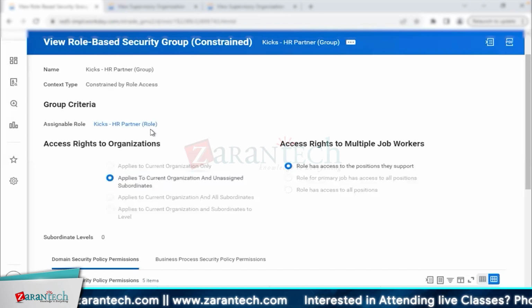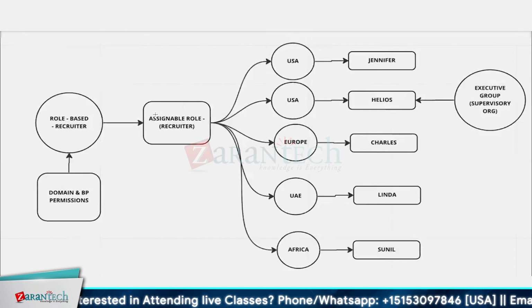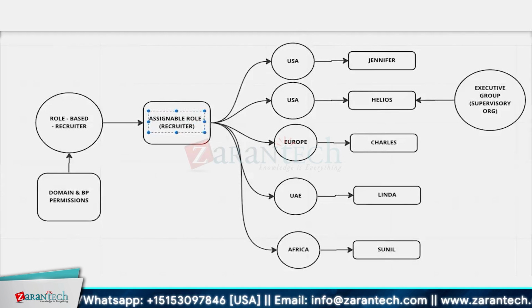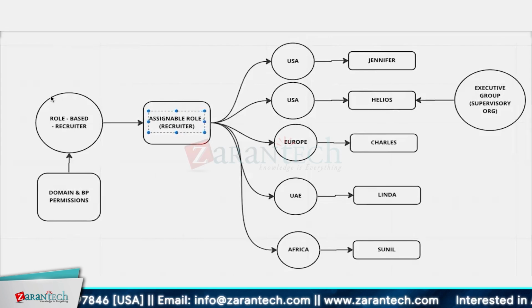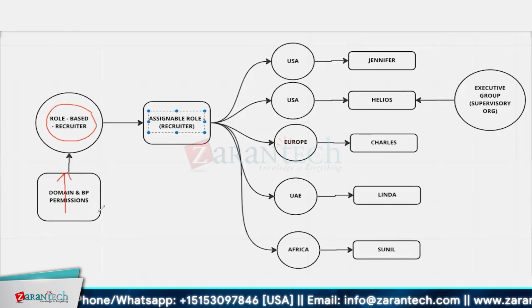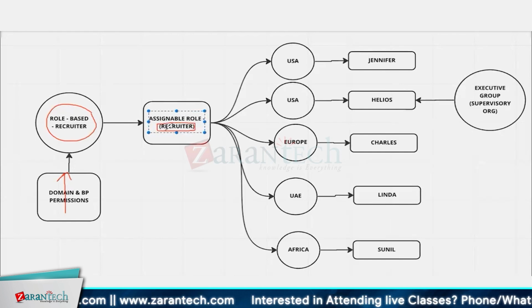So this is how your role-based group works. I have a visual of it in which I've taken an example of a recruiter. Now, how this works is exactly what we just saw in our demo: you create a role-based group recruiter. In our case, we created it as Kicks HR partner. We gave them the permissions and the business process, everything. And we created our role-based assignable role, which is Kicks HR partner. In this case, it's recruiter.